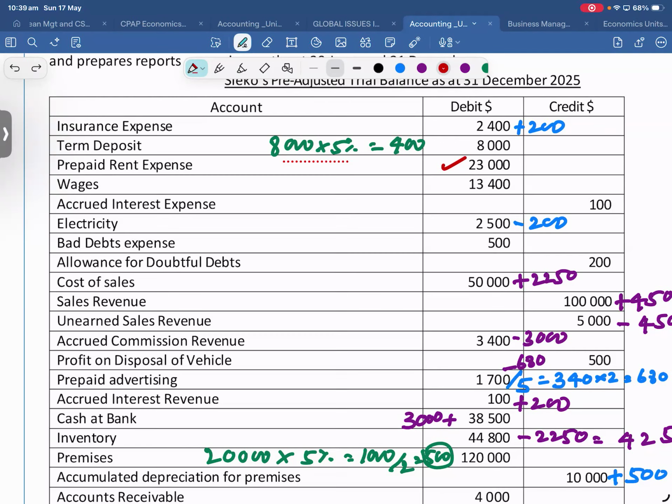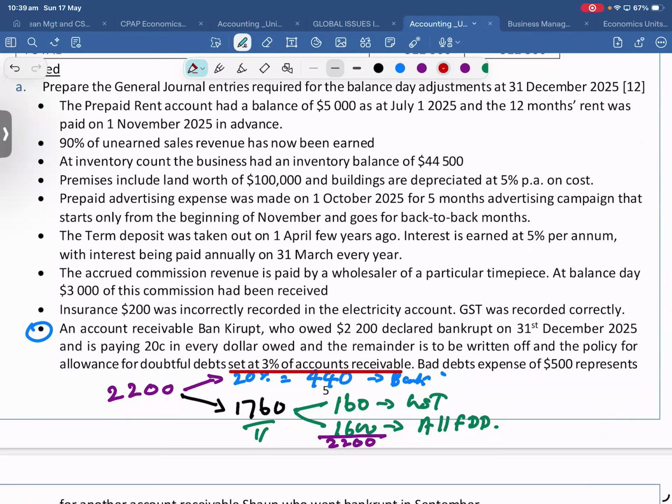Still we are not done with that. See this one. Doubtful debt. The business's policy is what? 3% of accounts receivable. Before this question, I think I haven't done, or maybe I can't remember, setting up doubtful debts on the accounts receivable amount. Usually, how did I give it to you? On net credit sales. So the percentage was applied on net credit sales, but this one is on accounts receivable. Okay. Right. Then.